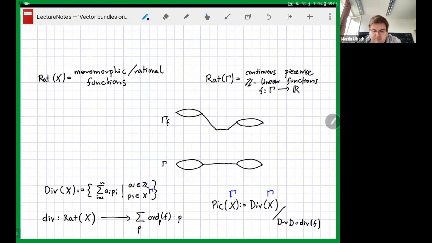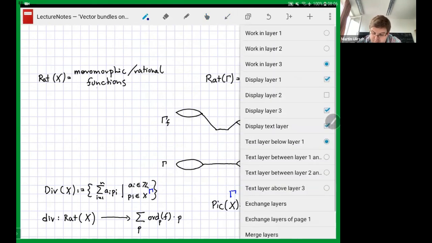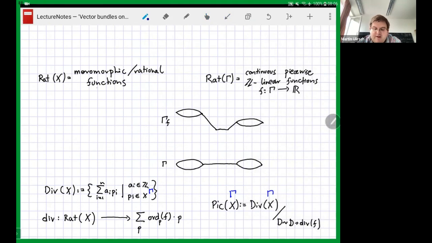Okay. Then you need a way for functions to talk to divisors.